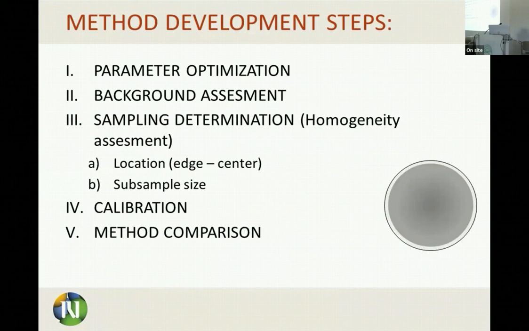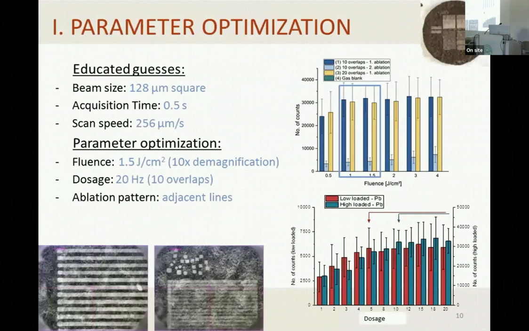And here I would just like to take you briefly through the method development steps. First, we did a parameter optimization, and we chose 3 parameters based on our educated guesses. The beam size: we chose the biggest beam size our laser ablation system is capable of producing, simply because if you're doing a bulk analysis on an area, it is faster if you use a larger beam size.